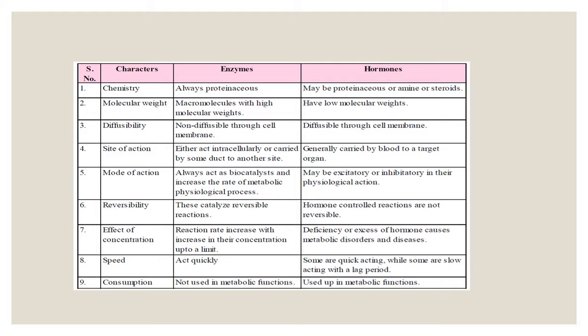Enzymes act quickly. Hormones are quick acting, while some are slow acting also, because they have a lag period in between. You must go through the growth graph, that is the lag, the log, and the stationary phase. Consumption: enzymes are not used up in the metabolic function, they are used in the metabolic functions also. What is metabolic function? That is anabolism and catabolism, photosynthesis and respiration.